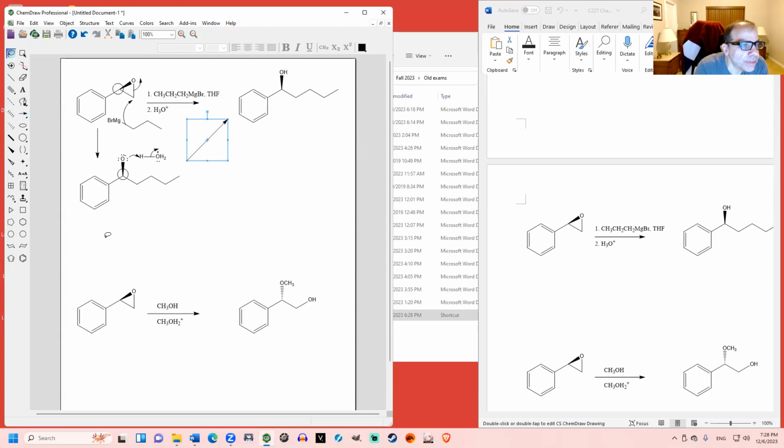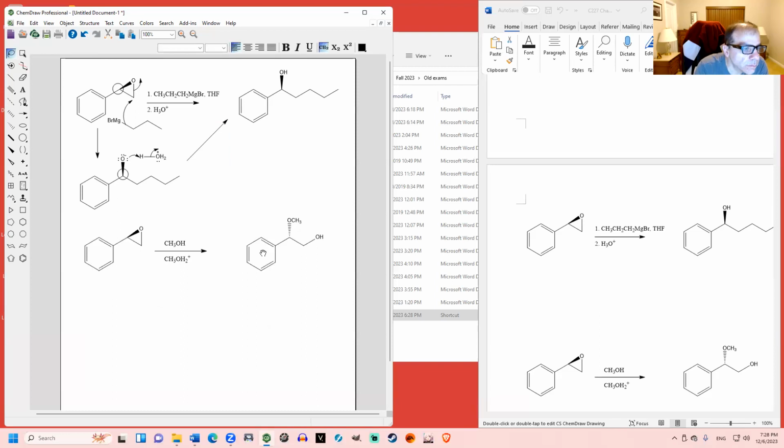Only 2 steps. This first step is an SN2 reaction, but the carbon that gets attacked is not chiral. It's a CH2, so there's no stereochemical outcome. In the next one, we have an epoxide ring opening under acidic conditions.